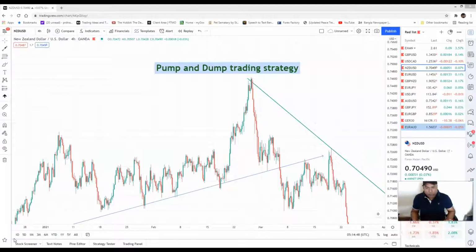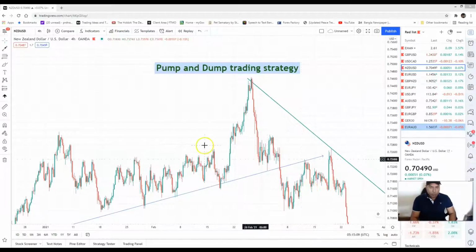So the pump and dump strategy is very common in the market. I didn't come up with this strategy, but the strategy is very effective. If you know what's going on in the market, you can take advantage of it. So let's get into this strategy and how it works.